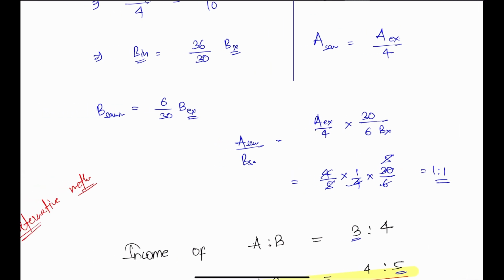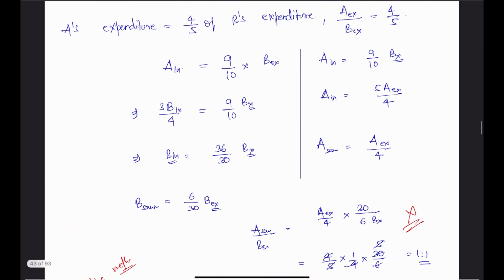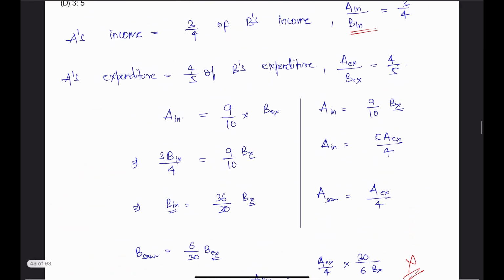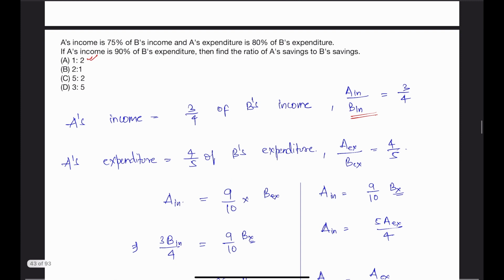So some mistake is there. As of now I could not find it. This one is having some mistakes. 75% is 3 by 4. 80% is 4 by 5 only. A's income is 75%, 3 by 4, of B's income. So B will surely come down. A's expenditure is 4 by 5. So A and B, 4 by 5 will surely be down.